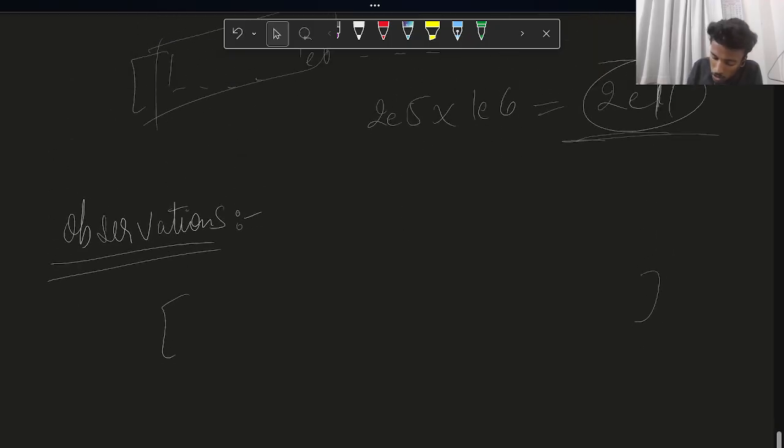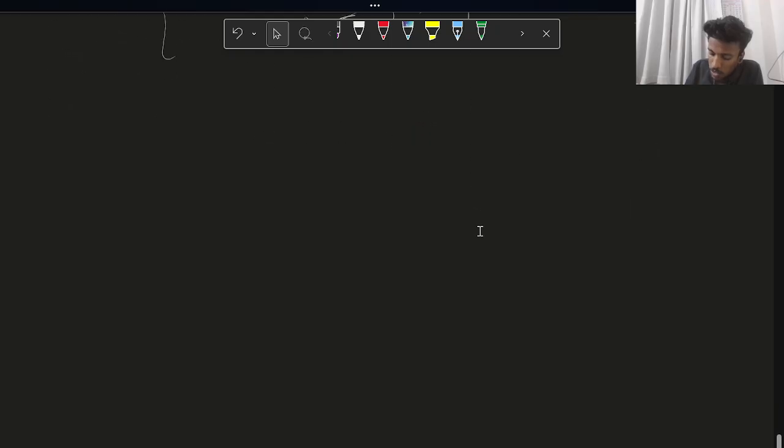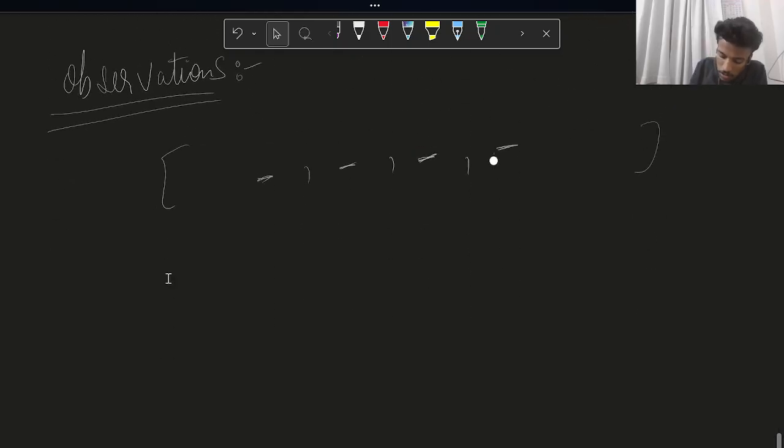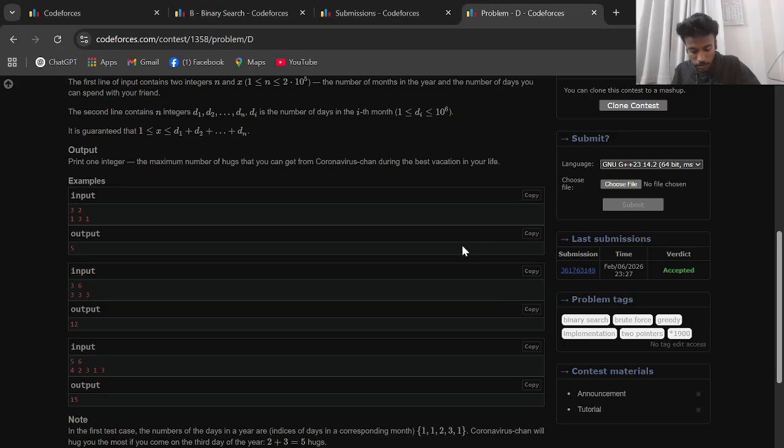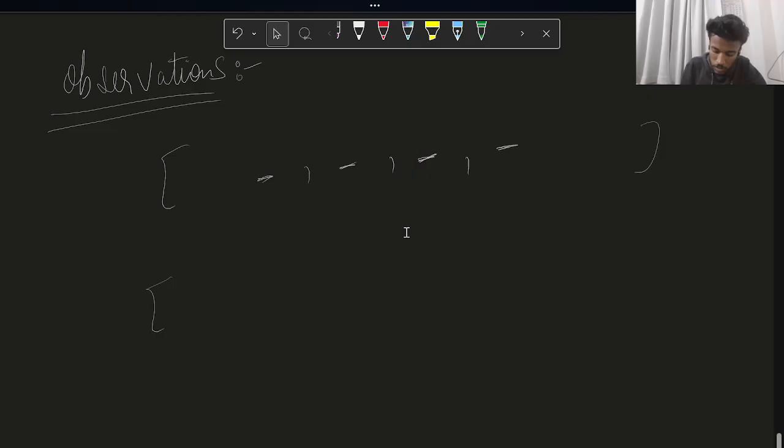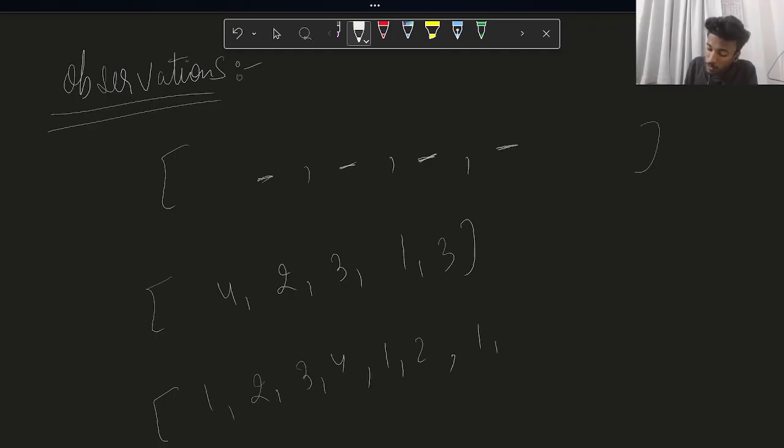Suppose you thought of taking these 3 months. So this was your calendar. Let me draw a calendar so that you can get a better idea. Let's take the last one: 5, 6, 4, 2, 3, 1, 3. These are the number of days in each month. Okay, and let's draw a calendar: 1, 2, 3, 4, 1, 2, 1, 2, 3, 1, and 1, 2, 3. So this is the calendar.